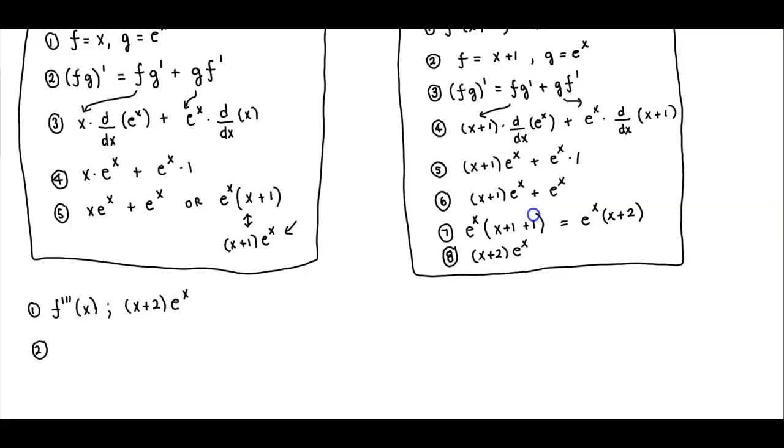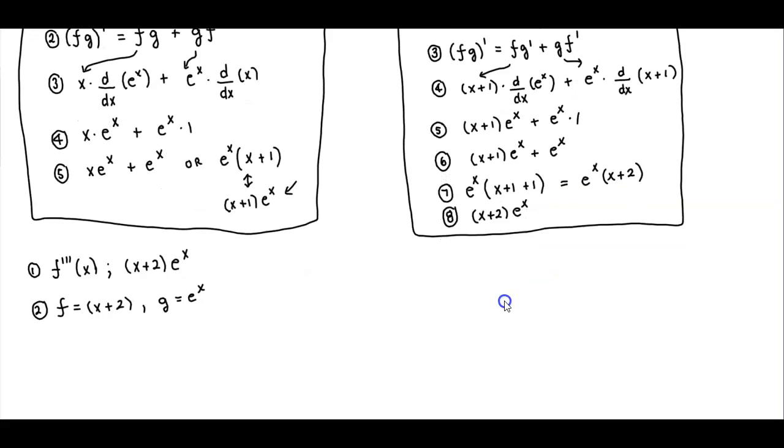Okay, so we're going to call f now to be x plus 2, and g is going to equal e to the x. And again, we're going to use the prime notation formula. So we have fg prime is equal to f times g prime plus g times f prime.